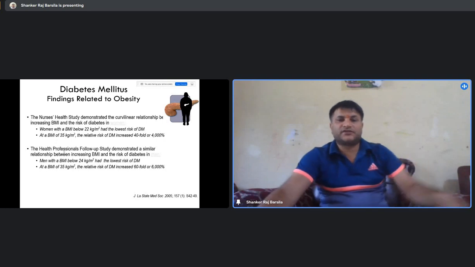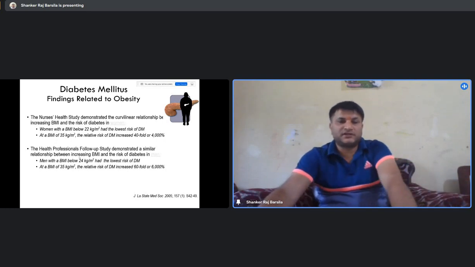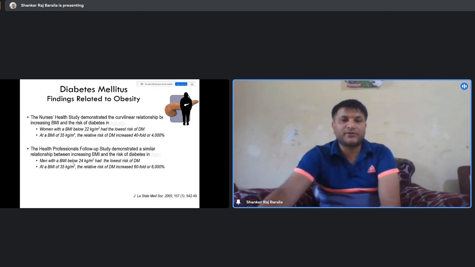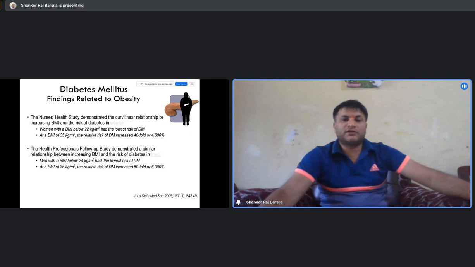And the health professionals follow-up study demonstrated a similar relationship between increasing BMI and the risk of diabetes in men. With a BMI below 24 kilogram per square meter there was a low risk of diabetes, while at 35 kg per square meter, the relative risk of diabetes mellitus increased 60-fold or 6,000%. That means the risk of diabetes mellitus due to obesity is higher for men than women. Right? You can compare the database.